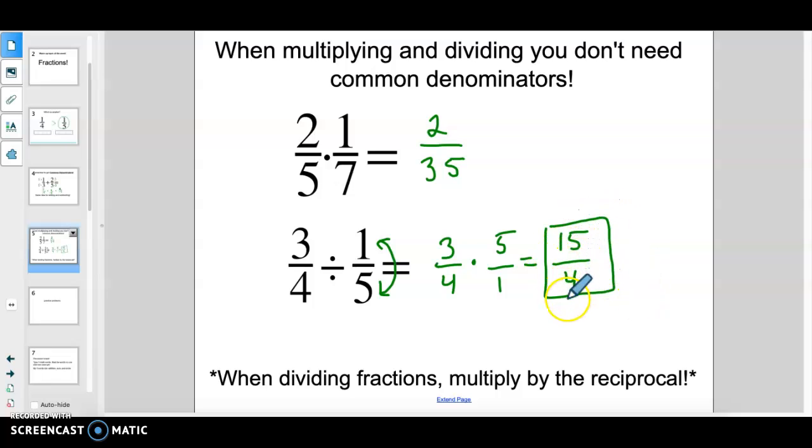So now that you've had a quick review over fractions, why don't you guys go and try the practice problems.